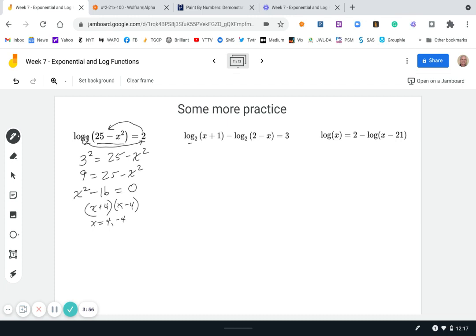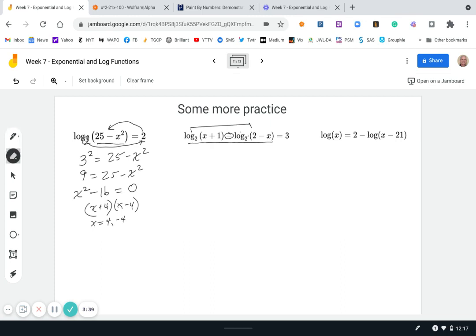Okay, how about this one? How would we solve this? Well, we can't do much when we have two separate expressions involving logs, so we're going to have to combine them. We have to combine these two. Since it's subtraction, we'll use our quotient rule. We know that we divide one by the other.